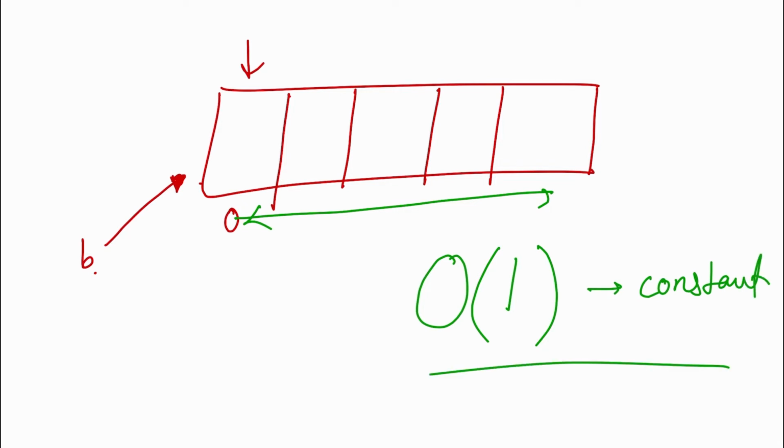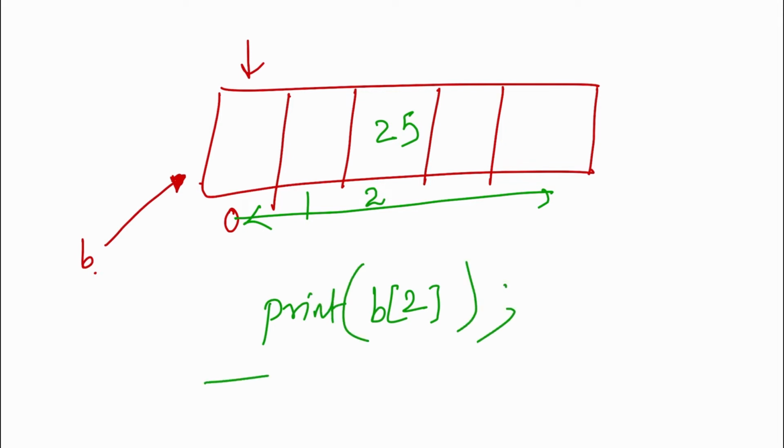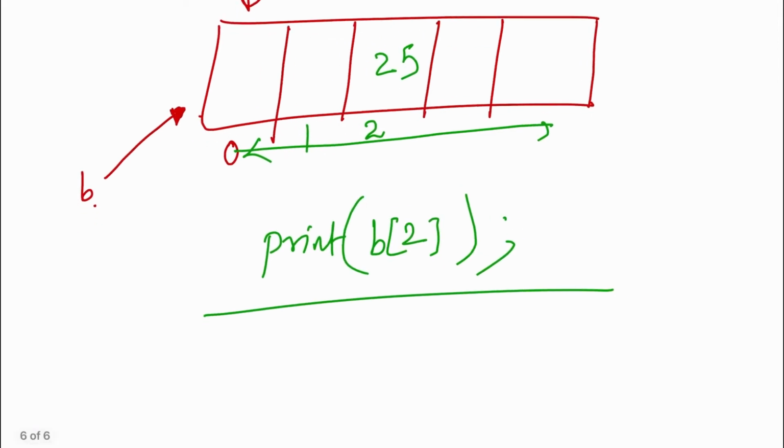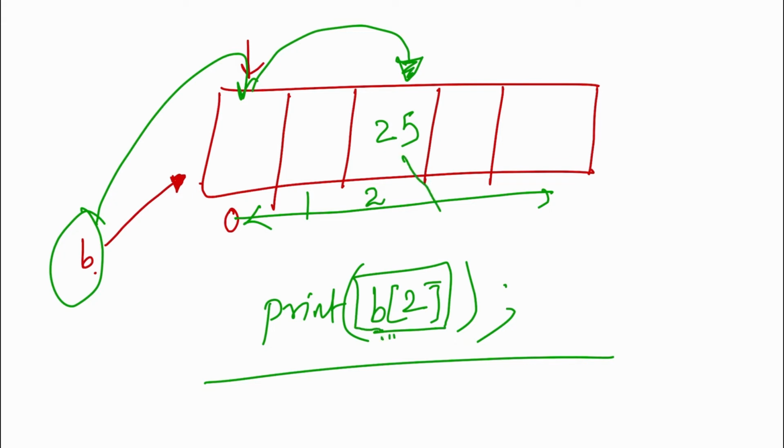So say now we want to fetch the data which is stored at location 2, which was 25. We just need to do B of 2, print it. When we print it, it will go to B, here it is initially. When we give 2, it will jump 2 steps ahead, and by calling this in the square bracket, the data inside it is fetched. So it will print 25 to the screen.